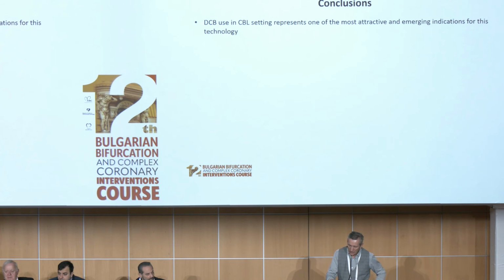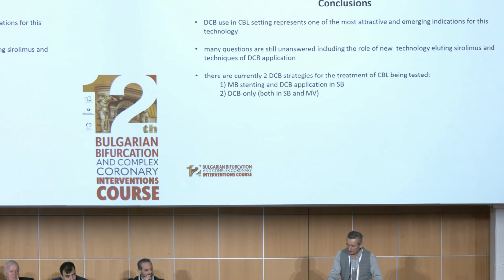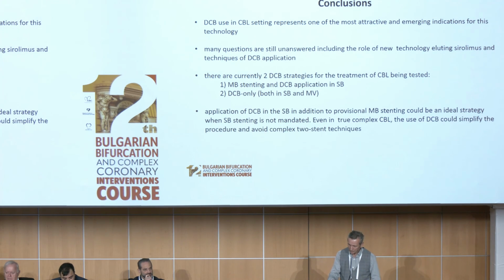So I think that DCB use in coronary bifurcation lesion setting is one of the most attractive, emerging indications of this technology. There are a lot of questions to be answered about technology, techniques, the time of application, and so on. And I think that in future we should concentrate on investigating these two ways: DCB only, or main branch stenting and DCB application in side branch.